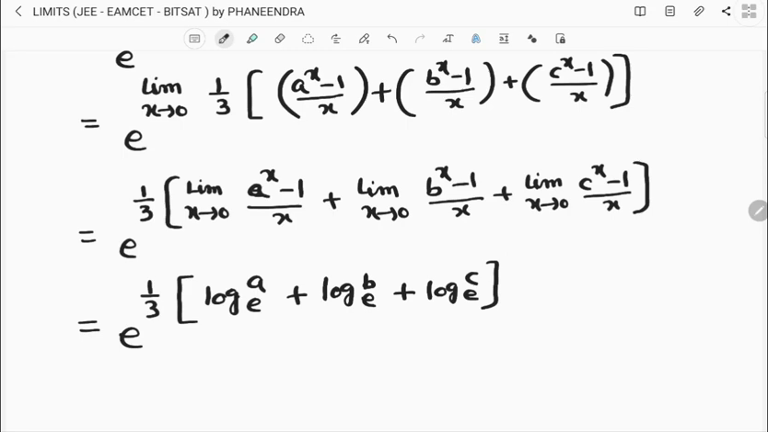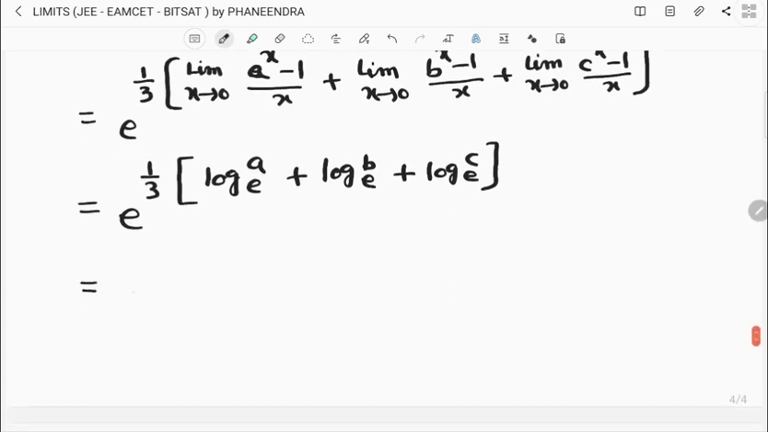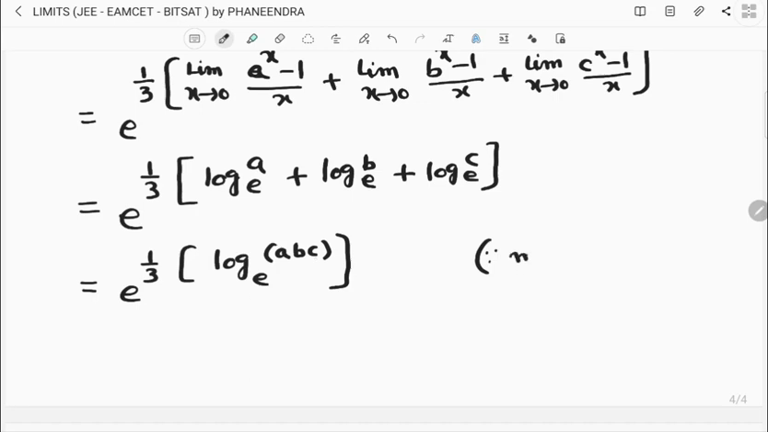We know that from properties of logarithms, log a plus log b plus log c is log abc. So we can write it as e power 1 by 3, and this bracket value we can write as log of abc to the base e. By using logarithm properties again, 1 by 3 into log of abc to the base e can be expressed as, m log a can be written as what? Log a power m.